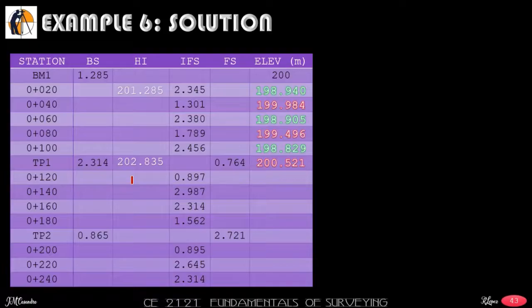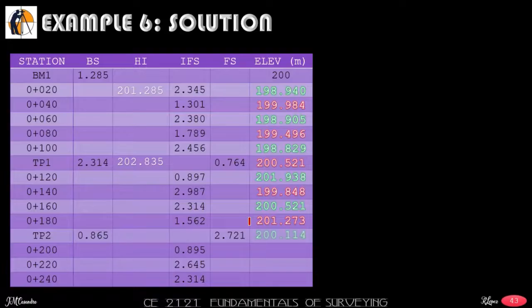202.835. So for the elevations of 0 plus 120 to 0 plus 180, we will now have 202.835 minus the intermediate foresides. So for 0 plus 120, we will have 201.938. For 0 plus 140, 199.848. 0 plus 160 is 200.521. 0 plus 180 will have an elevation of 201.273.